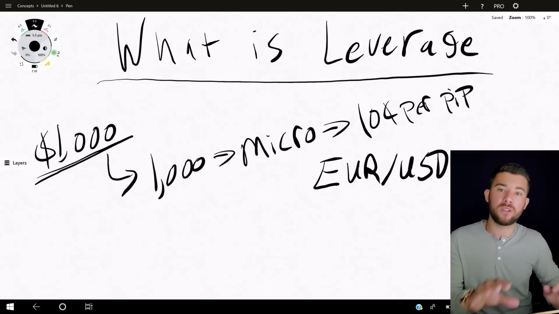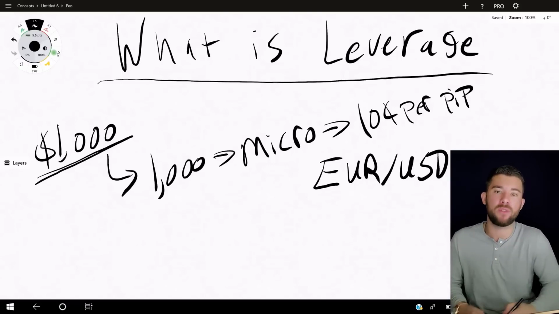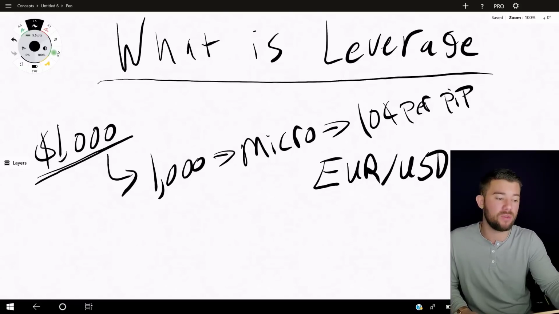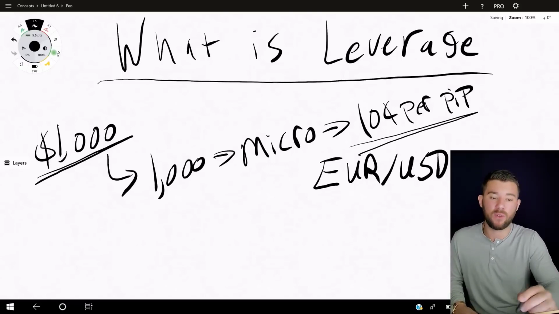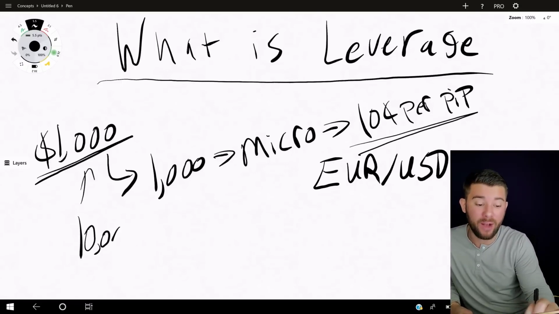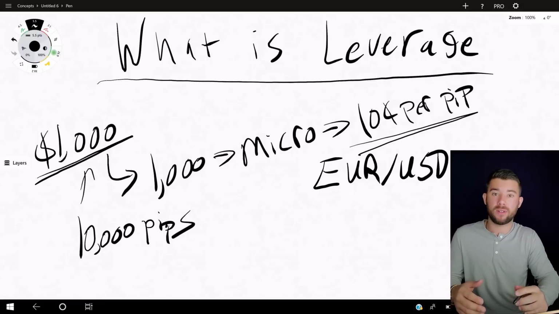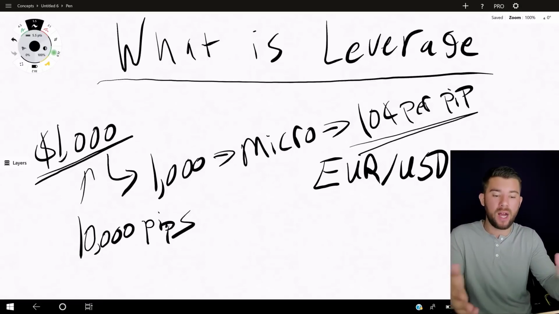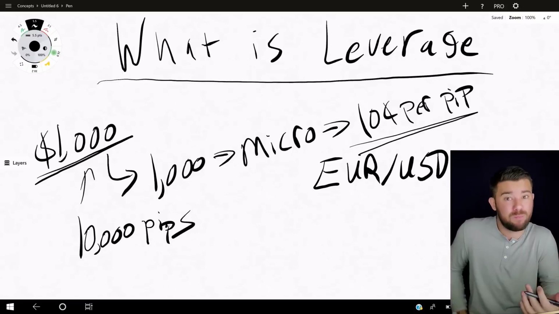In this case, I want you to look at risk as how many pips you can lose. How many pips could you lose at 10 cents a pip if you have a $1,000 account and no leverage? You could lose 10,000 pips before you blow your account. That's awesome. This is why not using leverage at the beginning is a pretty good idea.